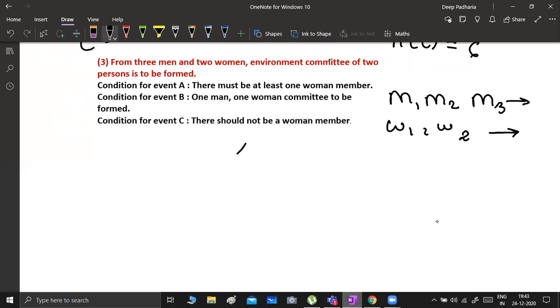Then what is the condition for event A? What will the condition of event A be? Think and answer. There must be at least one woman member. And how many members is the committee to be formed of? I have to form it of 2 only. So just tell me.